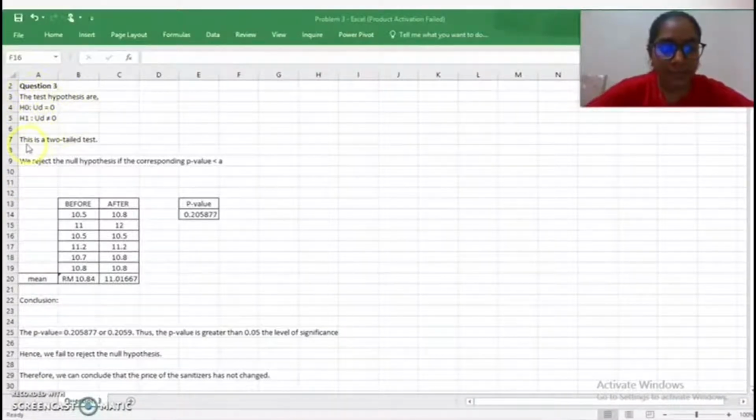Basically today we are going to present question 3, where the test hypotheses are these, and this is a two-tailed test. Remember, this is a two-tailed test. We will reject the null hypothesis if the corresponding p-value is less than alpha.